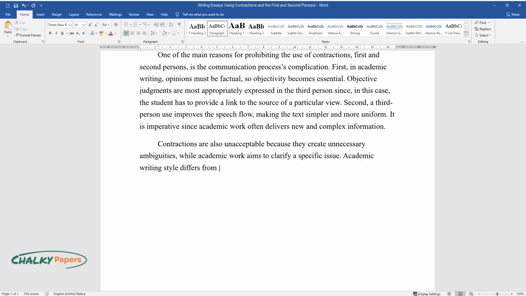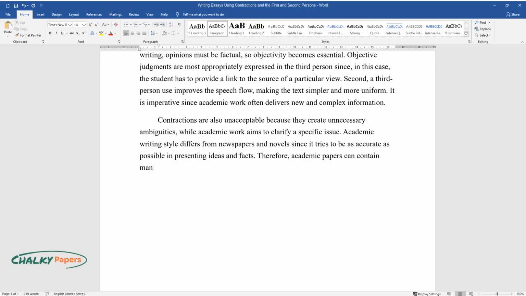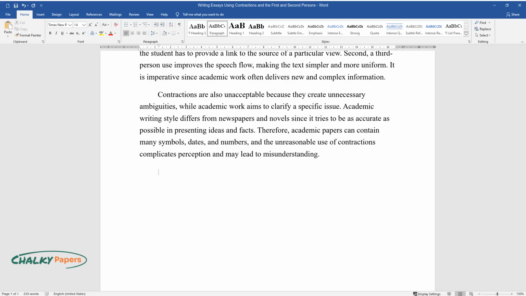Academic writing style differs from newspapers and novels since it tries to be as accurate as possible in presenting ideas and facts. Therefore, academic papers can contain many symbols, dates, and numbers, and the unreasonable use of contractions complicates perception and may lead to misunderstanding.